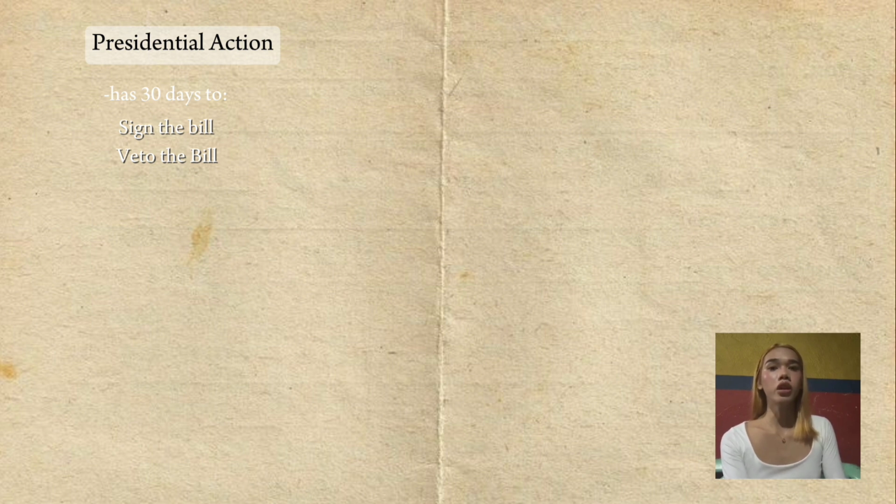Presidential action. Once both chambers approve the final version, it is sent to the President of the Philippines, who has 30 days to act. First, sign the bill. It becomes a law. Second, veto the bill. It is returned to Congress with reasons for rejection. Congress can override the veto with a vote of two-thirds in both chambers. Third, take no action. If the President does not take action within 30 days, the bill automatically becomes a law.